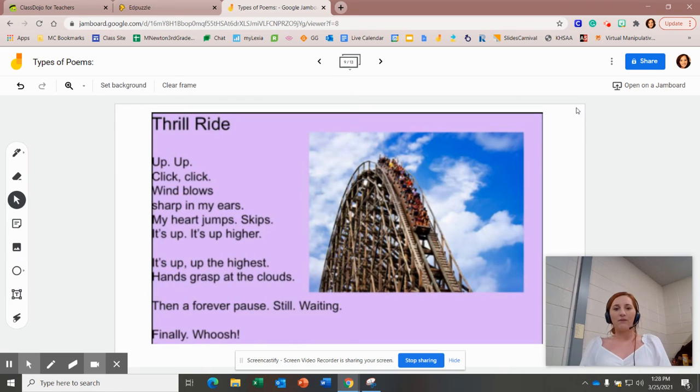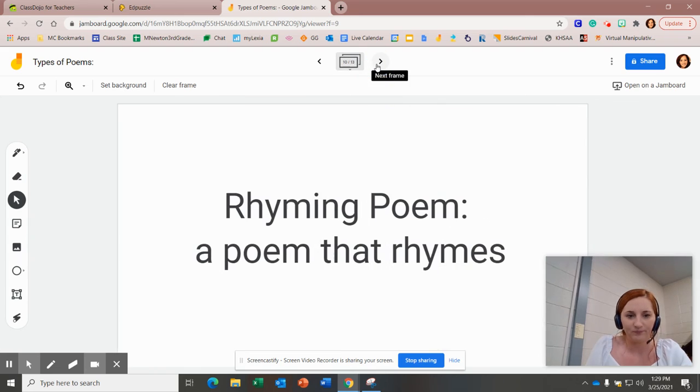Here's an example of a free verse poem. Thrill ride. Up, up, click, click. Wind blows sharp in my ears. My heart jumps, skips. It's up higher. It's up, up, the highest. Hands grasp at the clouds. Then a forever pause, still waiting. Finally, whoosh. So you know it's talking about a roller coaster. Even if it didn't have this image here, you'd know that it's probably talking about a roller coaster. You can make that inference. So that is a free verse poem. Think about being free, having a free spirit. It doesn't have to follow any rules.